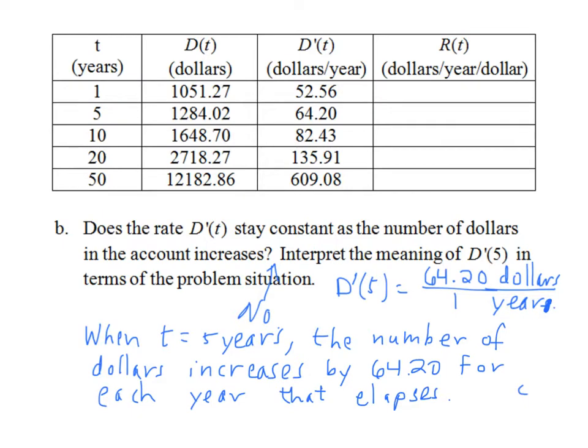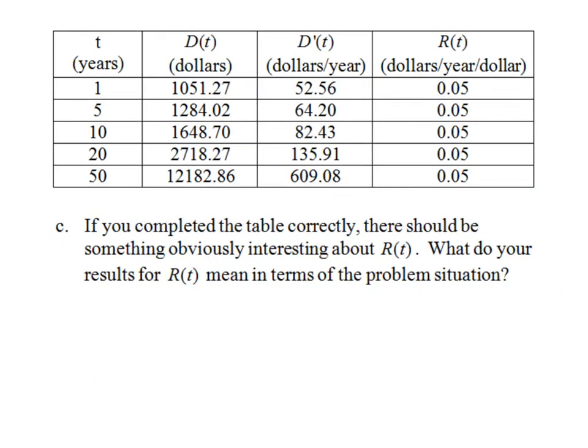All right, see if you got the following. If I want dollars per year per dollar, that of course means I'm going to take dollars per year, so d prime of t, and simply divide it by d of t, my dollars. And a surprising thing happens when you do that. If you did it correctly, you should actually end up with the exact same number every time here.